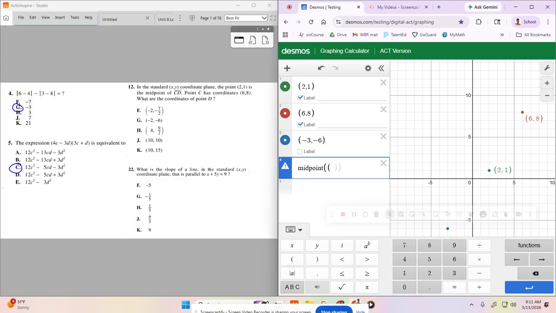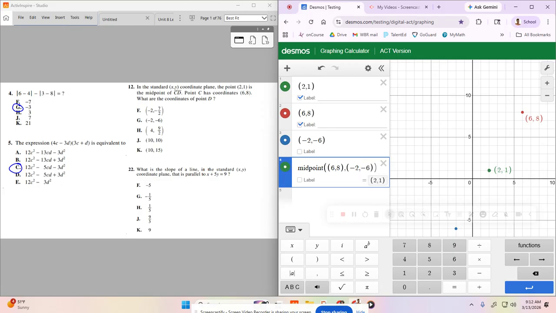So I need the midpoint of 6, 8. And I think I might need a comma in between here. And I think it's -3, -6. Actually, it can't be -3. That was supposed to be a -2 because my answer choice doesn't have a -3. So let me try that. -2, -6.